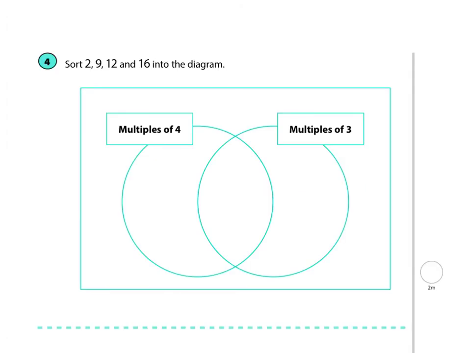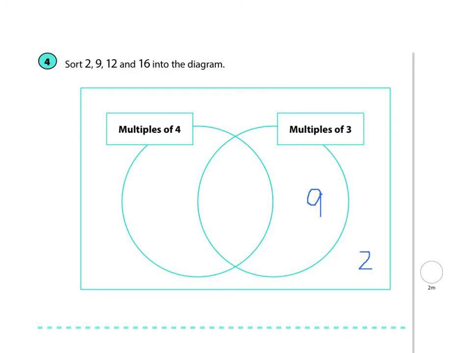Question 4. Sort 12, 9, 2 and 16 into this Venn diagram. So let's do these one at a time. Well, the number 2 does not belong in the multiples of 4, which is the 4 times table answers. It doesn't belong in the multiples of 3, which are the 3 times table answers. Therefore, the number 2 will be written somewhere within the rectangle but outside the circles. Now, the number 9 is definitely in the 3 times table, so it is a multiple of 3. So that goes inside this circle on the right.